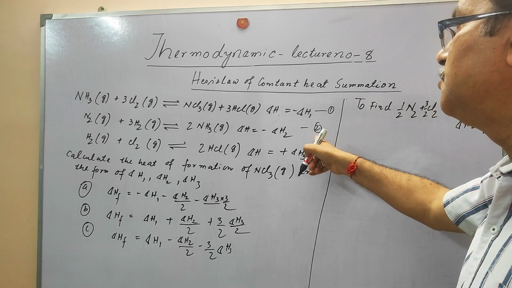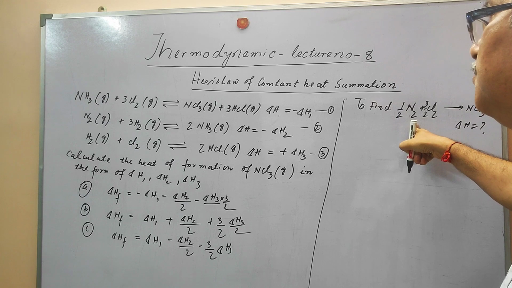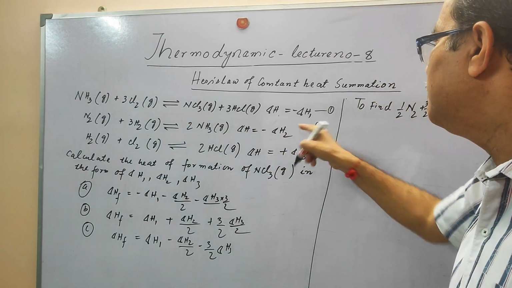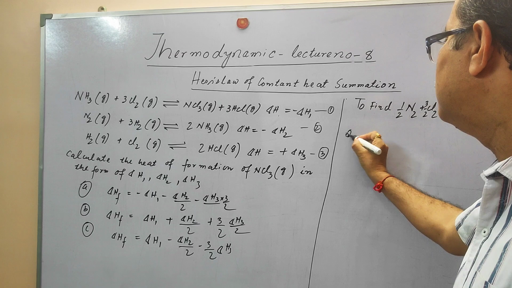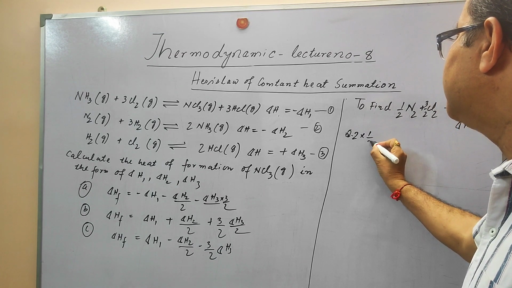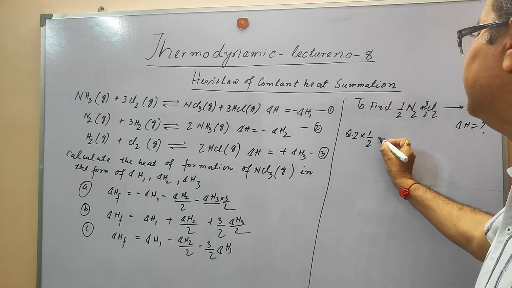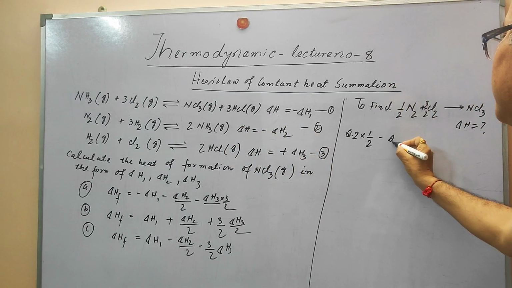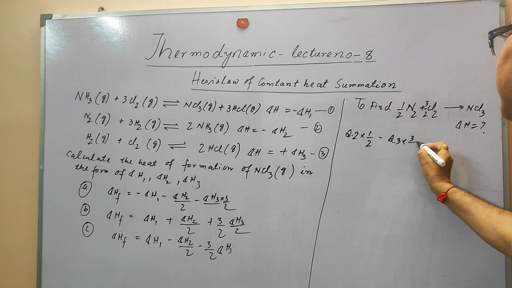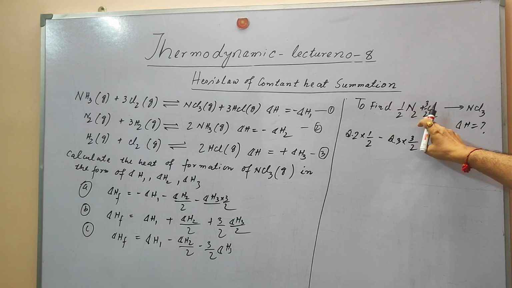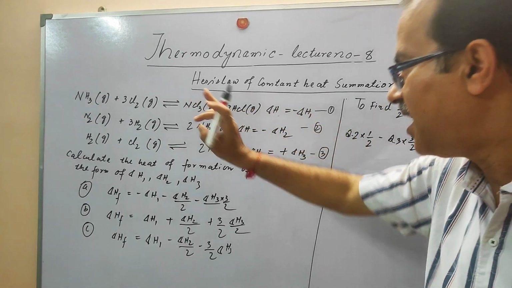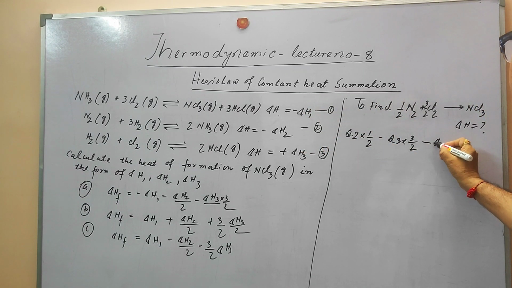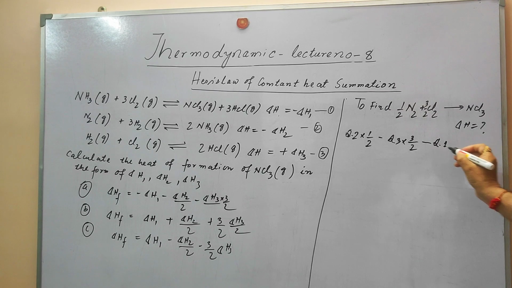First, in reaction 2 we have to get half N2, and then we have to get plus 3 by 2 Cl2. First, equation number 2 will be multiplied by the factor minus half, and we subtract it from the other equation. After that, equation number 3 will be multiplied by 3 by 2, and that will give the 3 by 2 and the half. Then we just add equation number 1.